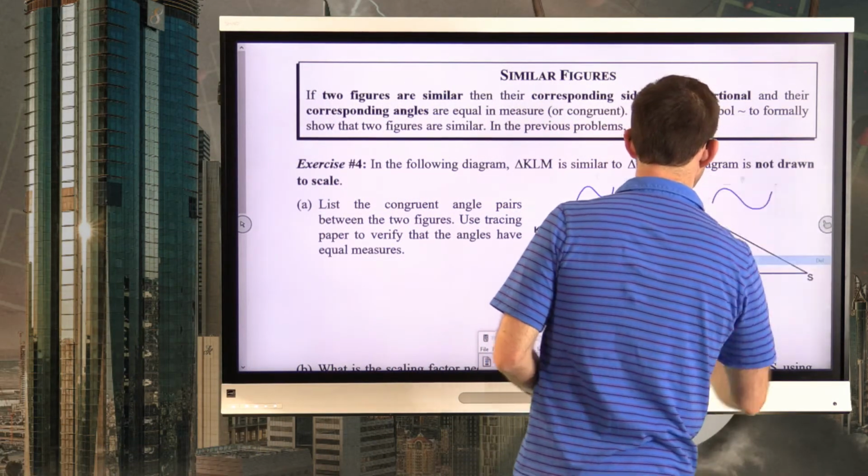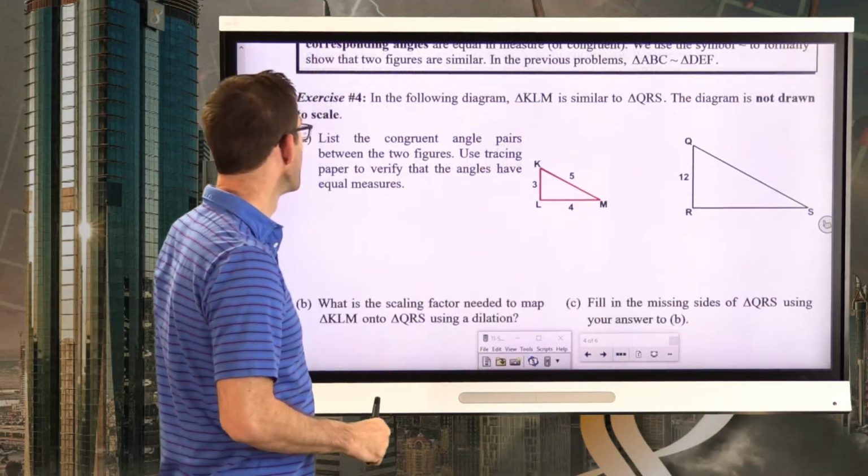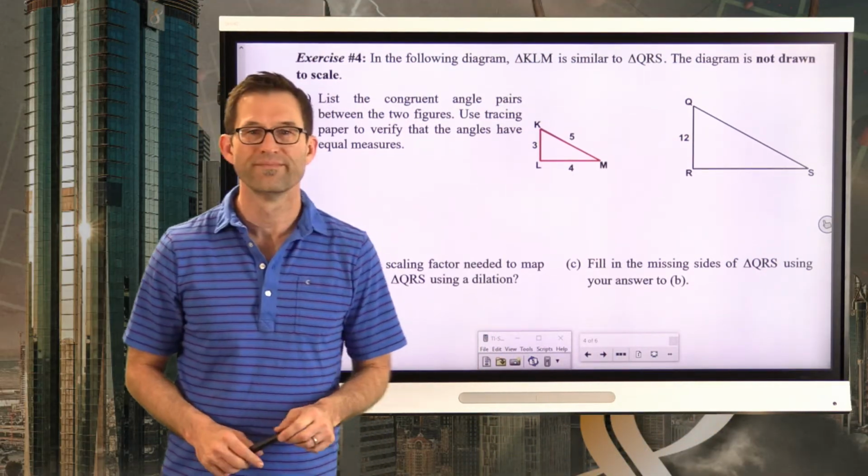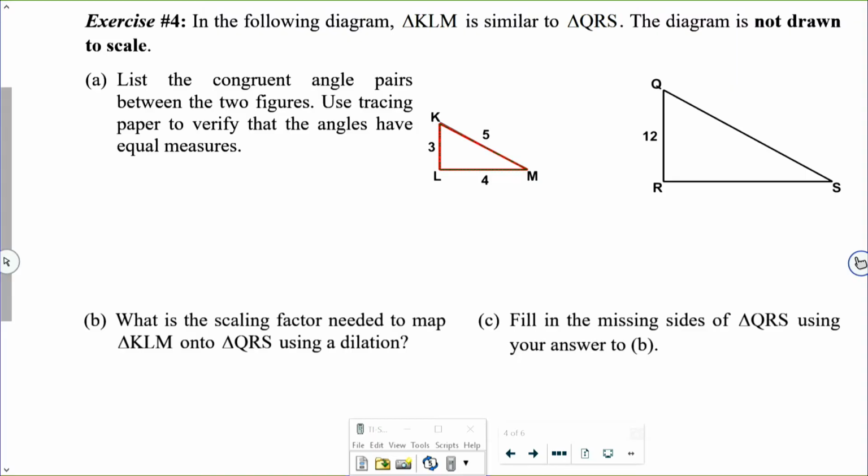So let's work with that idea in exercise number 4. In the following diagram, triangle KLM is similar to triangle QRS. The diagram is not drawn to scale. Letter A, list the congruent angle pairs between the two figures. Use tracing paper to verify that the angles have equal measures.